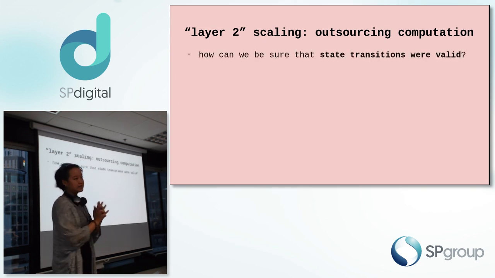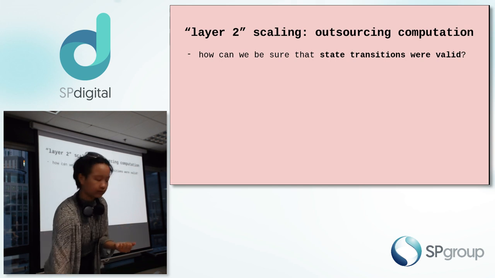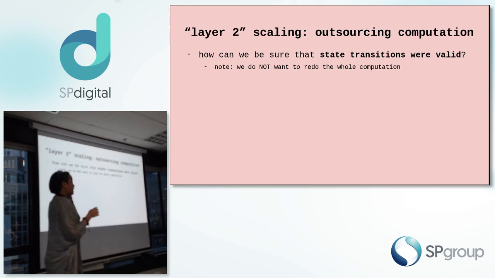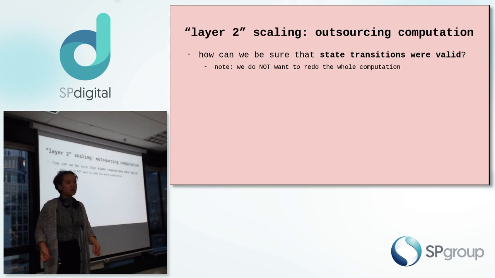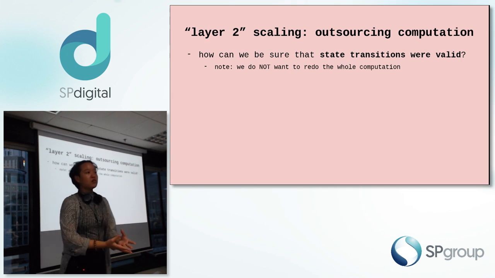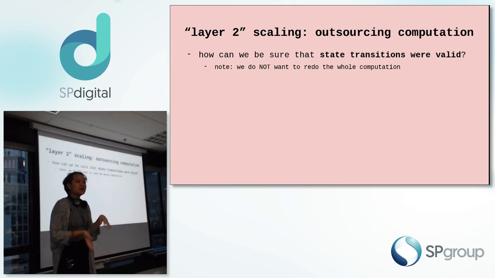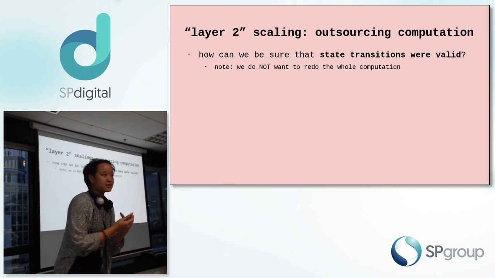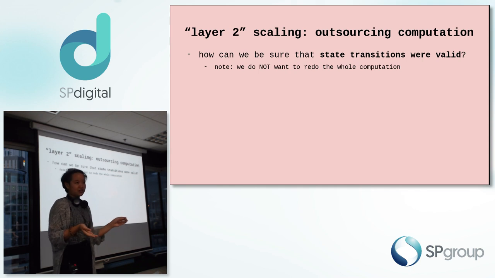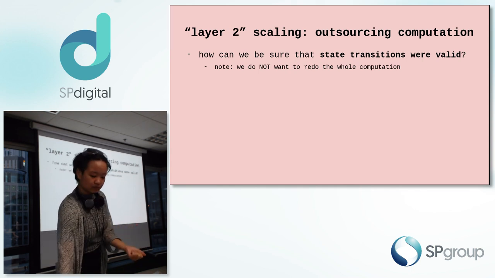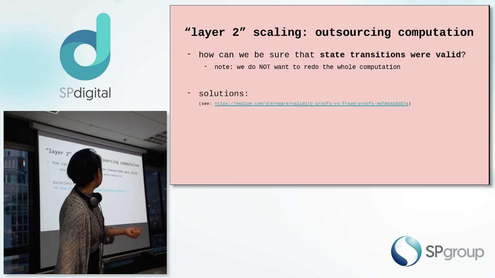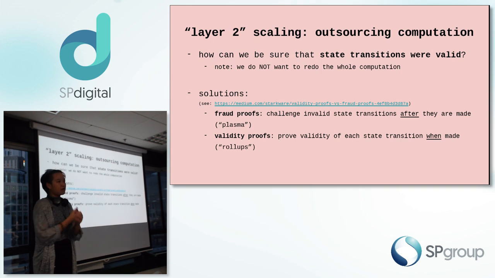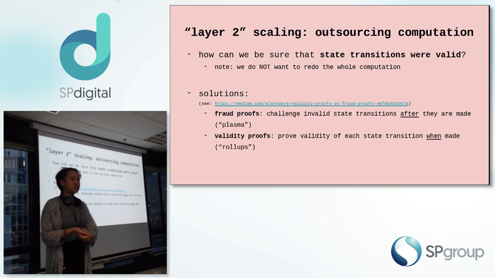How can we be sure that the state transitions made were all valid? One way to do it is to simply require that the operator literally publishes every single action that they made on chain. And then once that's on chain, we can verify it on chain. But you see, that's totally missing the point. The point was that we did not want to do all these transactions on chain where it's expensive. So what we would like is some way to verify that they've performed valid transactions.